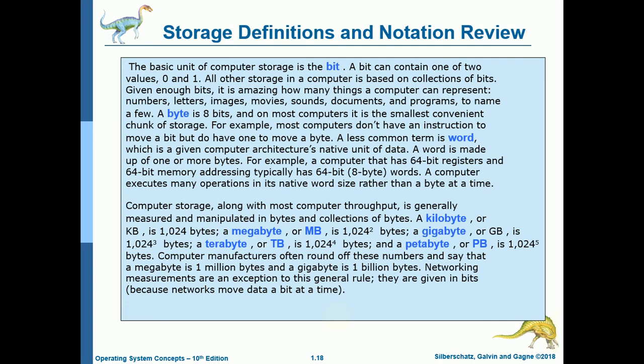A kilobyte or KB is 1024 bytes. A megabyte or MB is 1024 raised to 2 bytes. A gigabyte or GB is 1024 raised to 3 bytes. A terabyte or TB is 1024 raised to 4 bytes. And a petabyte or PB is 1024 raised to 5 bytes. Computer manufacturers often round off these numbers and say that a megabyte is 1 million bytes, but it's not really; it's just a round off, not the exact number of bytes. And a gigabit is 1 billion bits. Networking measurements are an exception to this general rule. They're given in bits because networks move data a bit at a time.